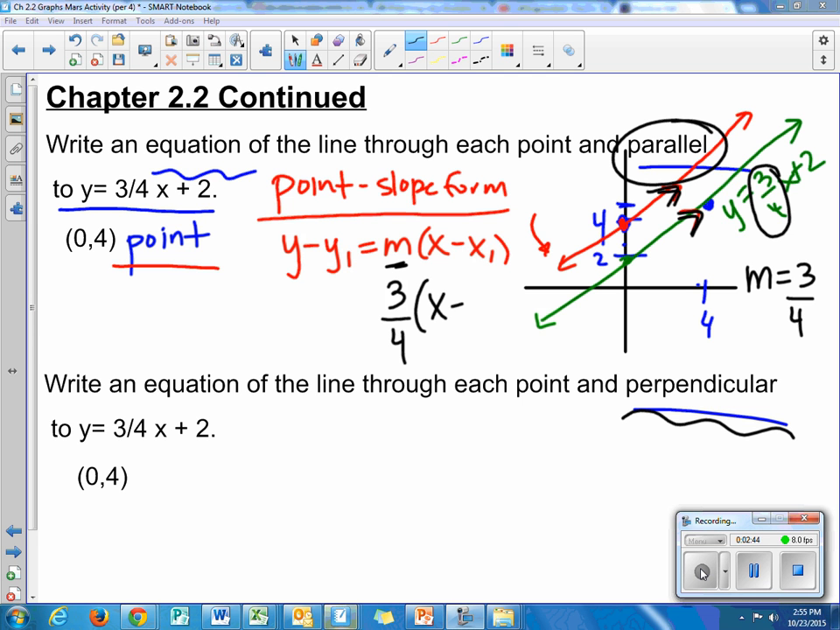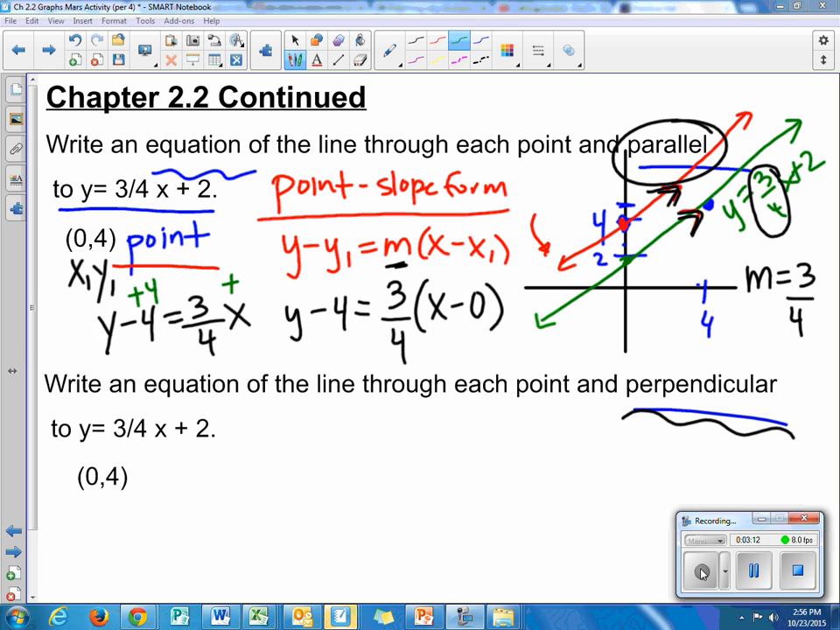x minus x1 is going to be, let's do x1, y1. And then here it's going to be 0. And then y minus y1 is going to be the 4. And pretty much, you guys, that's it. And you can just clean it up. So if you want it in y-intercept form, that's fine. So you have y minus 4 equals 3/4 x. You can leave it in this form. Or if you want to change it, you can add 4 to both sides. So y equals 3/4 x plus 4. That's it. Done. That is your slope-intercept form.